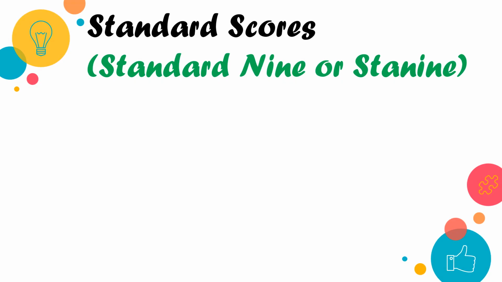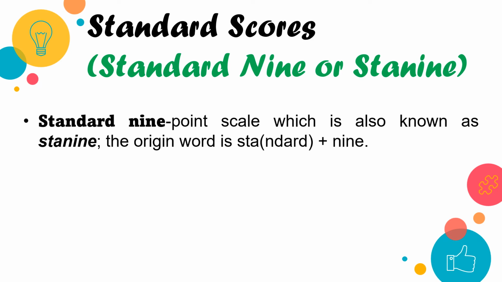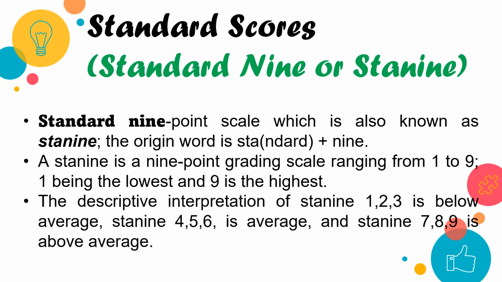Sige. Now let's try to look at the standard 9 or the STA 9. Okay. Another type of standard score is the standard 9-point scale, which is also known as STA 9. The origin of the word is sta, standard, plus 9. A STA 9 is a 9-point grading scale ranging from 1 to 9. 1 being the lowest and 9 is, of course, the highest.